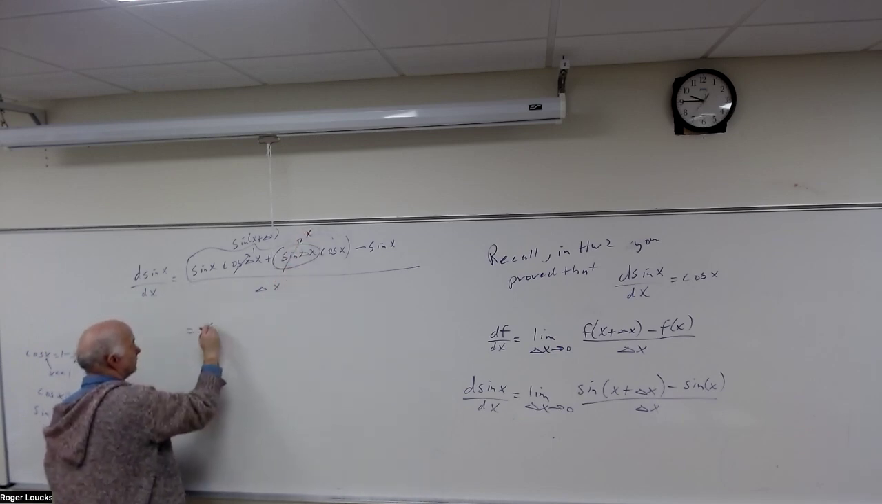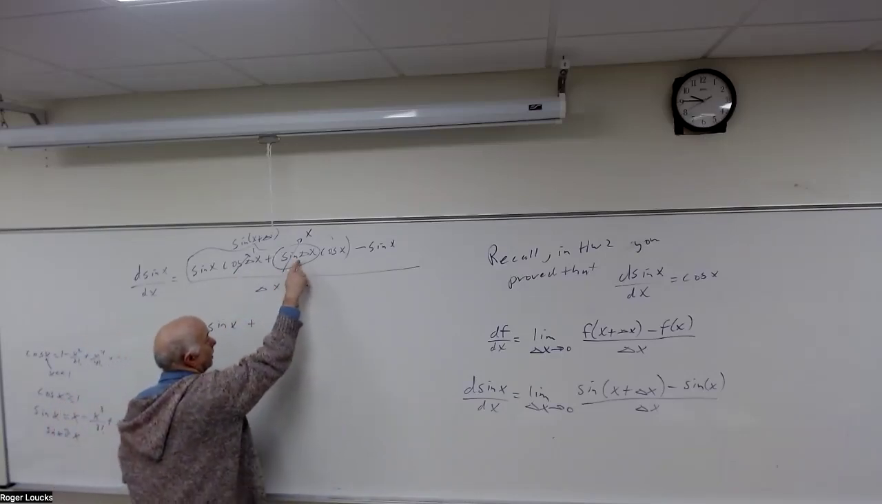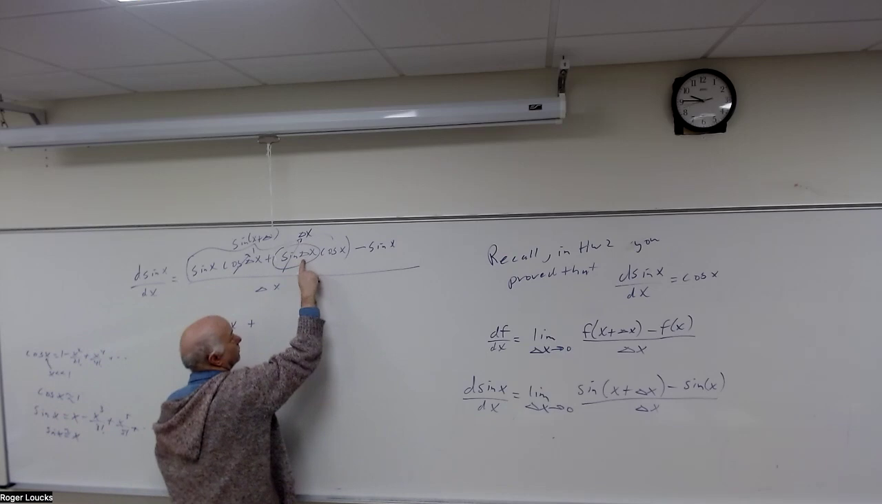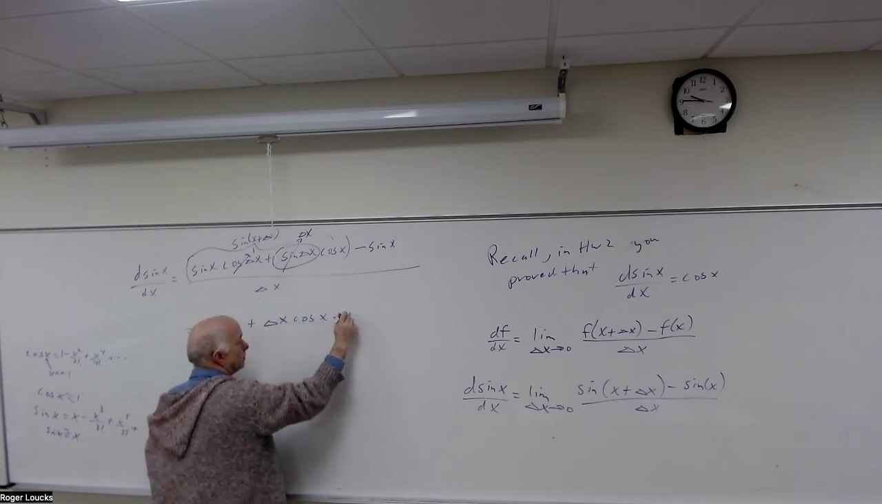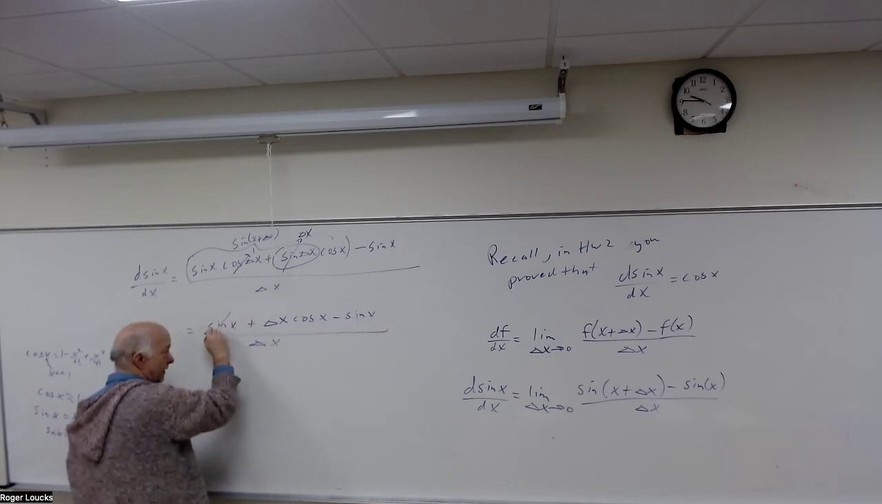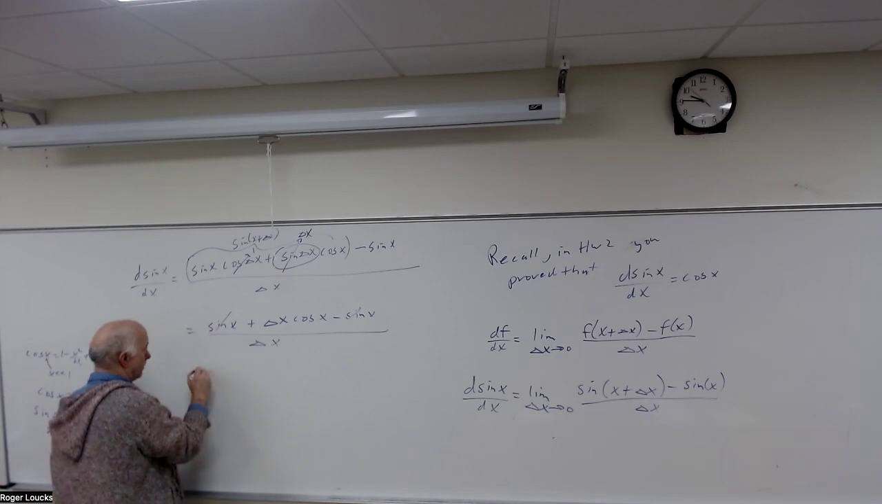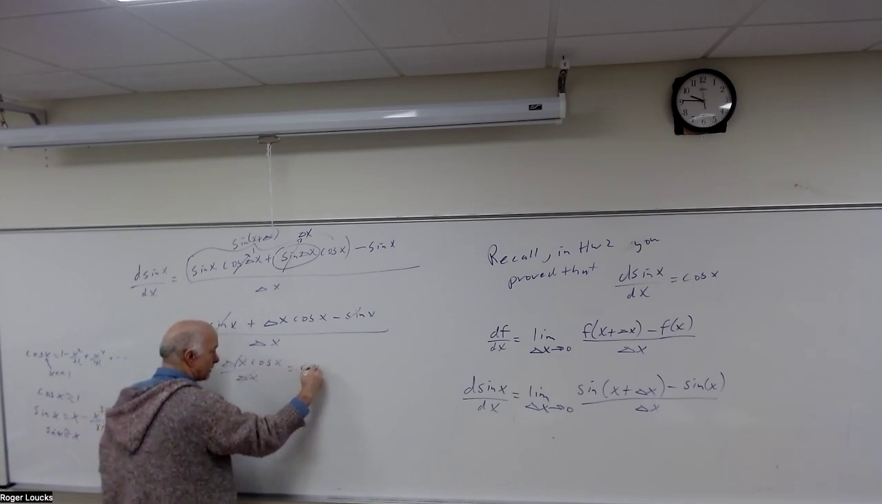That gave us sine of x times 1 plus delta x cosine of x, minus sine of x, all over delta x. The sine of x terms cancel. And what happens here? The delta x cancels, and that gives cosine of x.